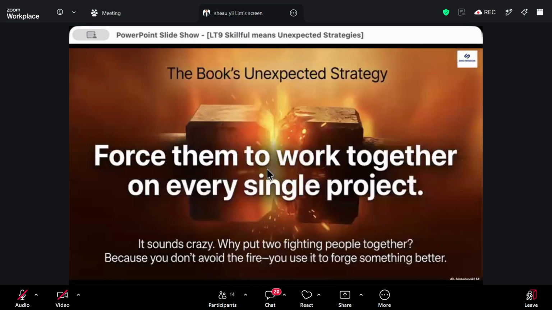Okay. So the very interesting thing that Geshe Michael recommends in this life tool is to force them to work together on every single project. Instead of separating them, this unexpected strategy will force them to work together. It actually sounds very crazy, right? Normally, we think if people have a dispute, we should avoid getting them together so that the dispute can get lesser. But in this life tool, he said no, you should actually put them together and let them work together.